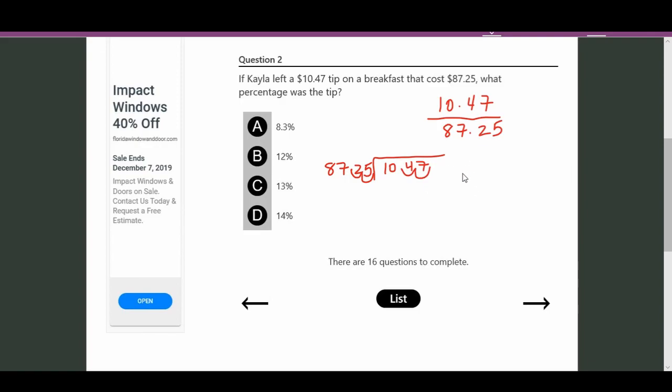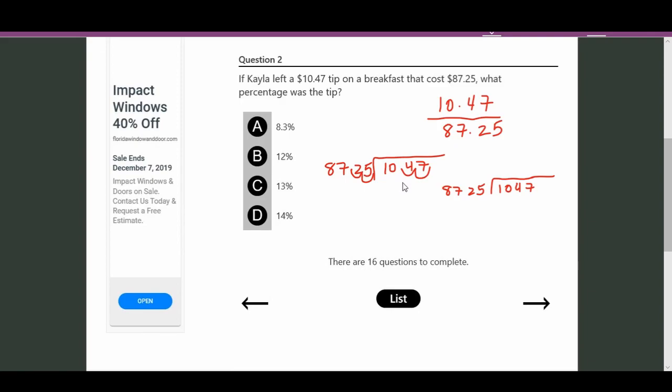So in reality, the problem I'm working out is this: 8,725 and 1,047.0. Okay? And since I shift the decimals a corresponding number of times, I don't have to worry about the decimal placement just yet.